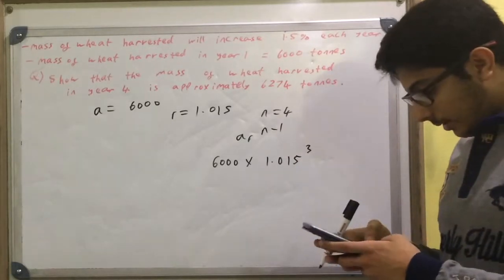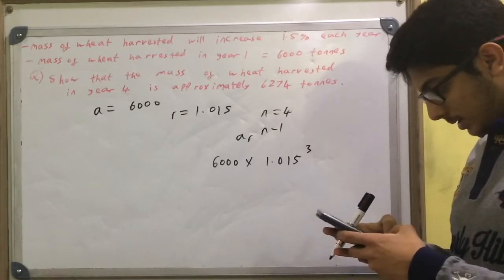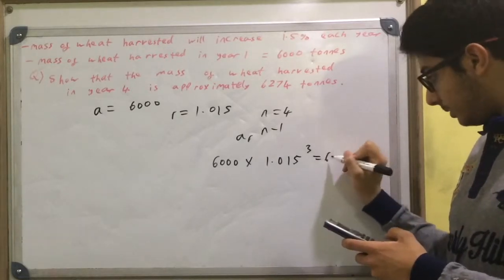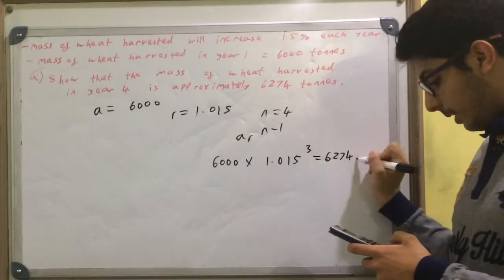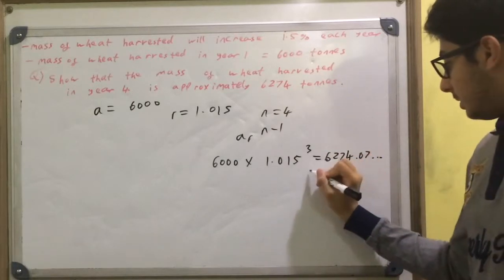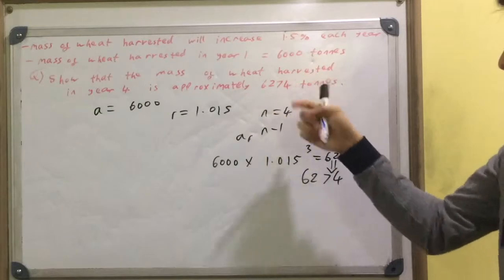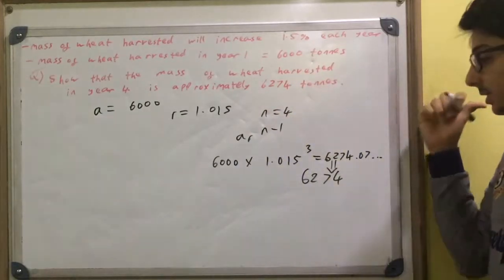Put that into your calculator. You get 6,274.07 and so on. Round it to the nearest whole number, and then you have shown that it is approximately 6,274 tons.